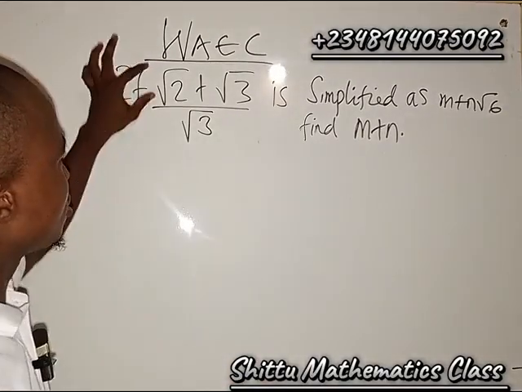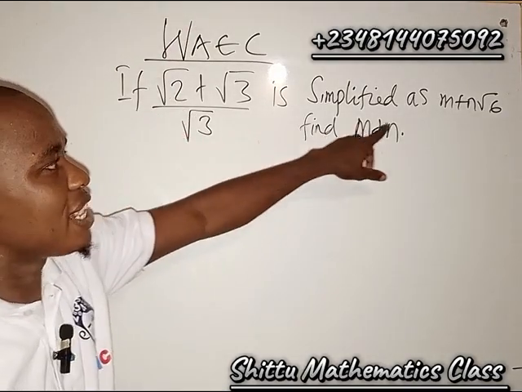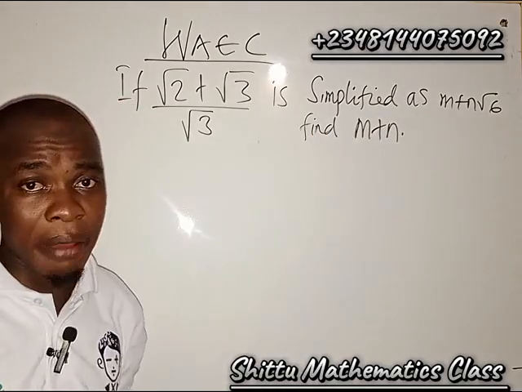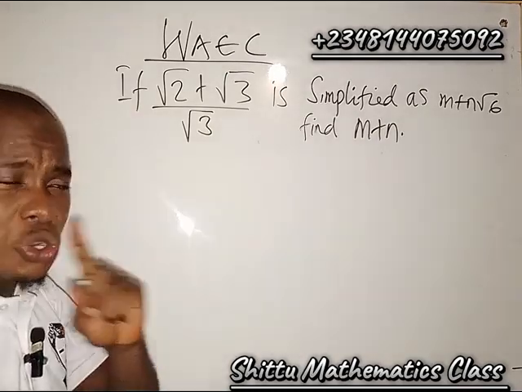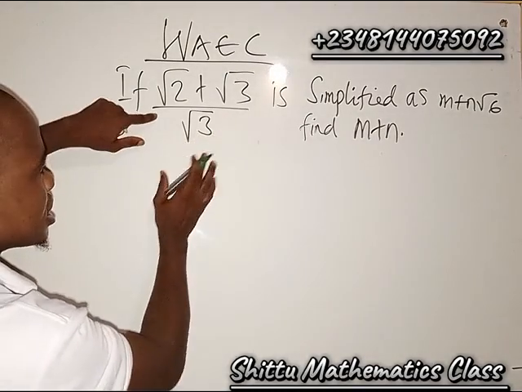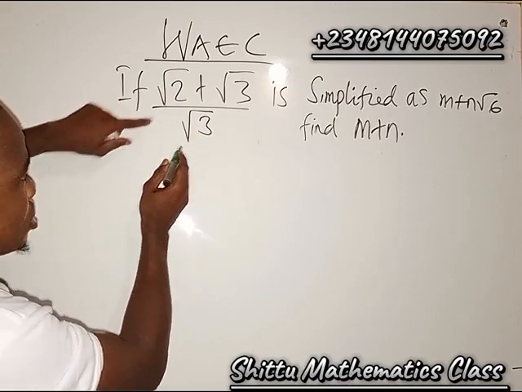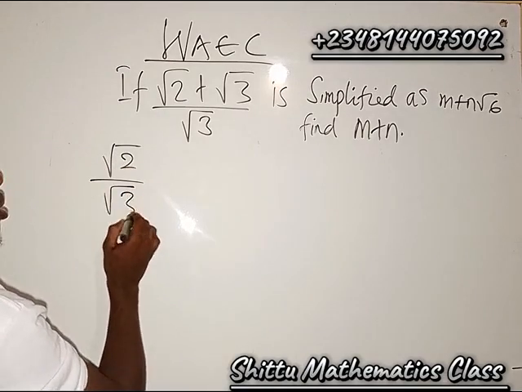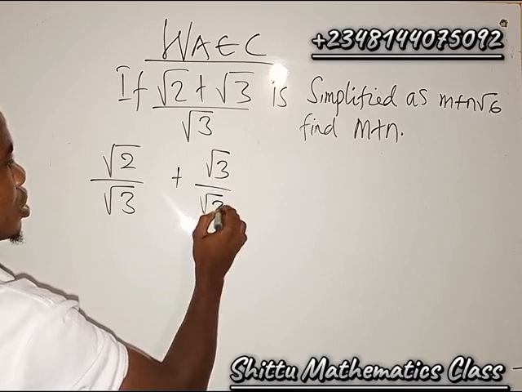Let's solve this question. The question said if (root 2 plus root 3) divided by root 3 is simplified as m plus n root 6, find m plus n. So now, what are we going to do? Do you know that I can split this, since root 2 and root 3 are sharing a common denominator? I can split it as this, then plus root 3 over root 3.